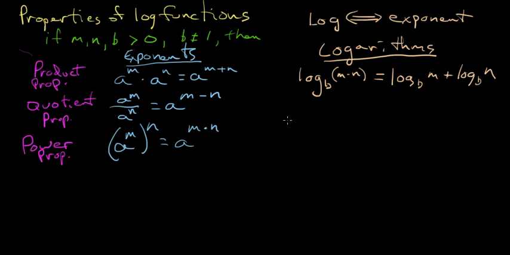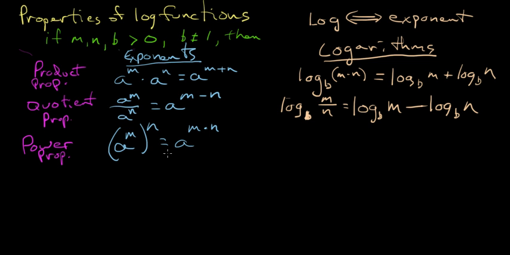The same thing here for the quotient property: log base b of m over n equals log base b of m minus log base b of n. Now when it says equals, that means we can go both ways. If we start with the one on the right, we can end up with the one on the left. If we start with the one on the left, we can end up with the one on the right.